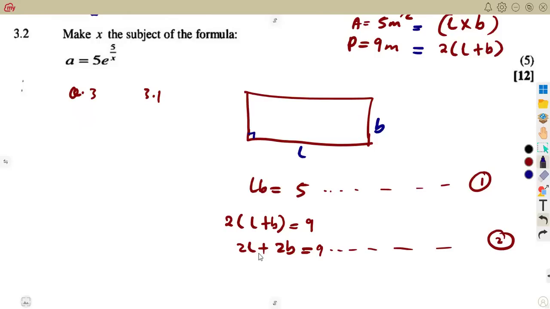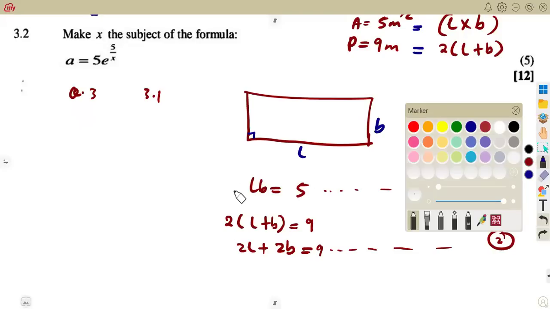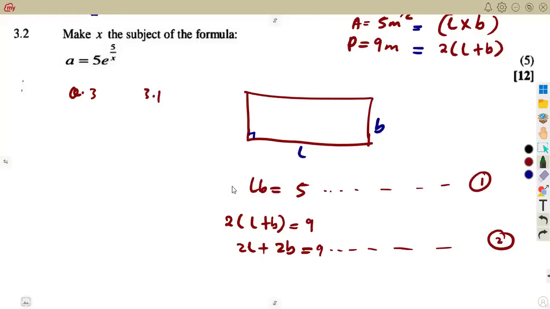So how can I solve for L and B? I can play around with change of subject. From equation 1, I can make L the subject. I can make B the subject. It's up to you guys. Which one do you want to make the subject? It is easier for us to make any. So here I'm going to make L the subject from equation 1. So if I am to make L the subject, what does it mean?